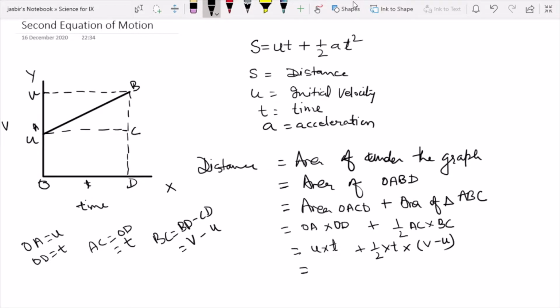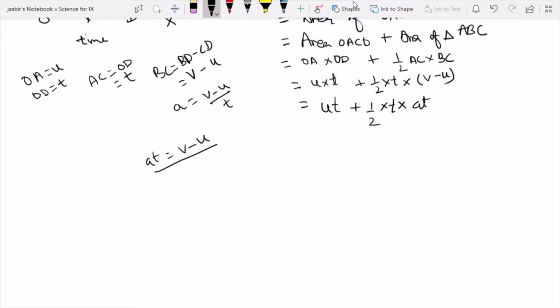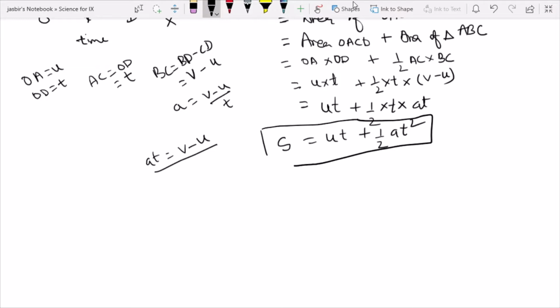Now again, from the definition of acceleration, we know that acceleration is equal to v minus u upon t. So we can write a into t in place of v minus u. So here we can write u into t as ut plus half into t, and in place of v minus u we can write at. So solving it, it becomes ut plus half at square. So this distance traveled is equal to ut plus half at square, and this is second equation of motion.